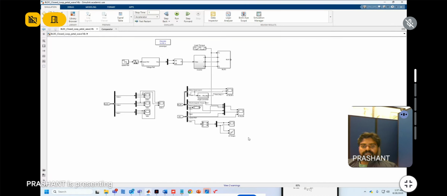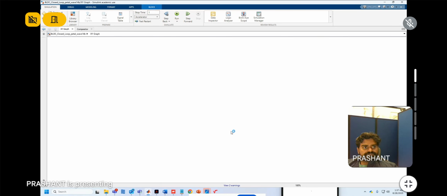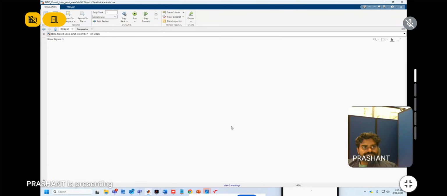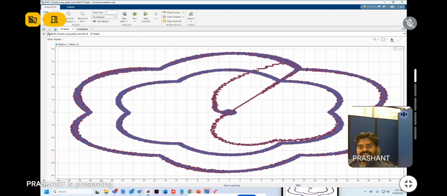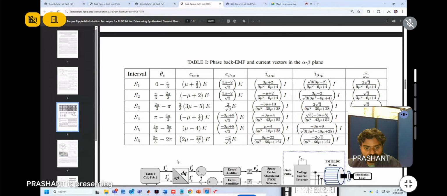We call this method the petal wave current injection method. See here, this looks like a petal wave structure. Whatever the theoretical assumptions were, they have been proved in Matlab using the mathematical dynamic equations, and also we will see the improvements in the results, reduction in the torque ripple content and improvement in the motor parameters.